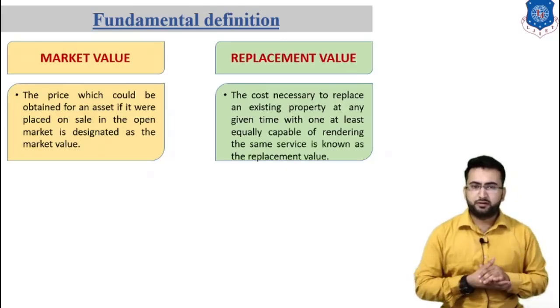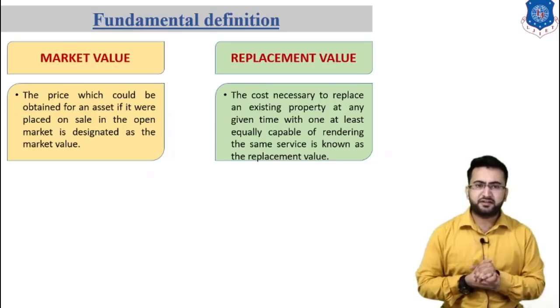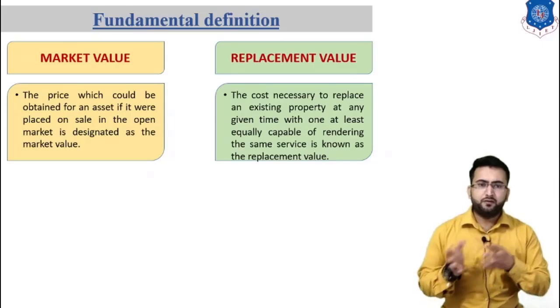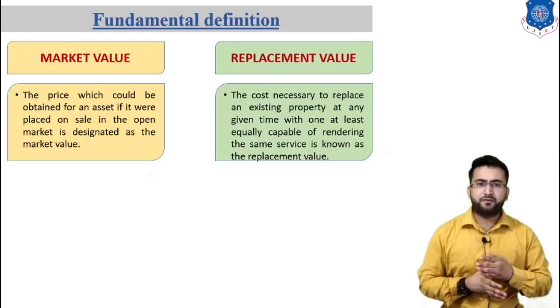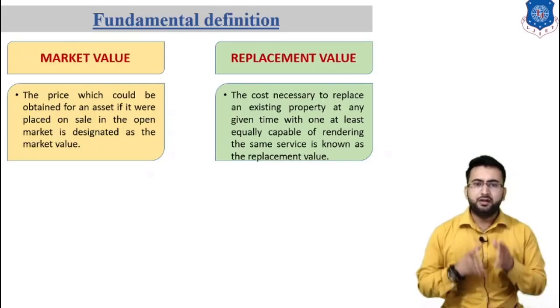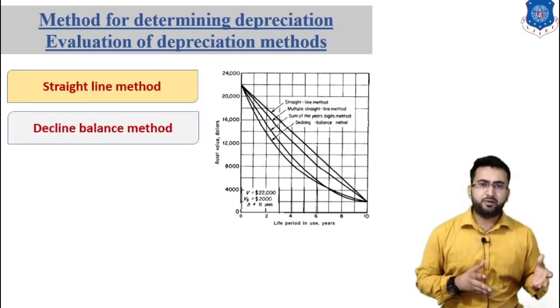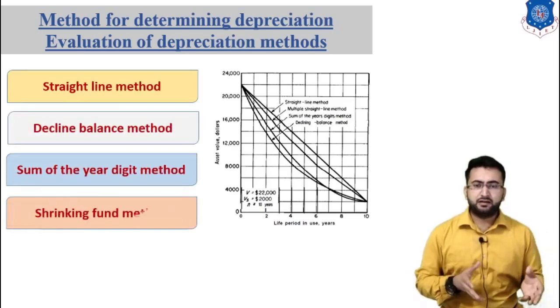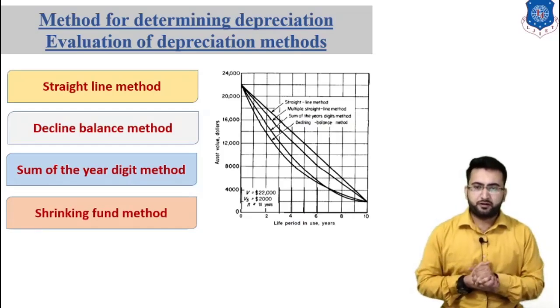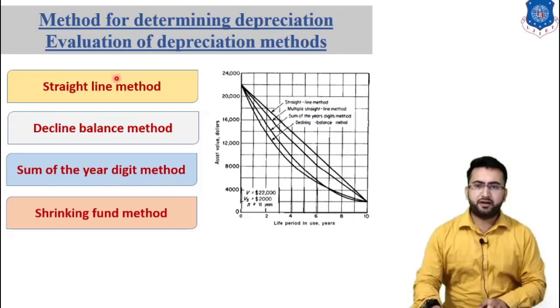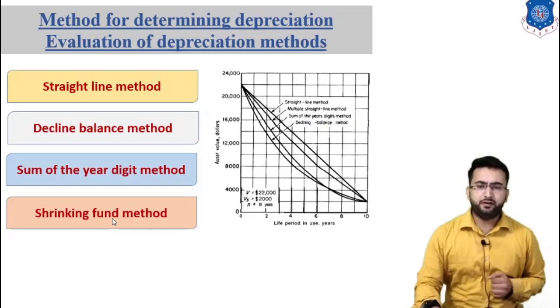Now let's talk about the replacement value. The cost necessary to replace an existing property at any given time with one at least equally capable of rendering the same service is known as the replacement value. Now let's talk about the various methods for determination of depreciation, or the evaluation of depreciation methods. There are mainly four types of methods for calculation of depreciation: the straight line method, declining balance method, sum of year digit method, and sinking fund method.